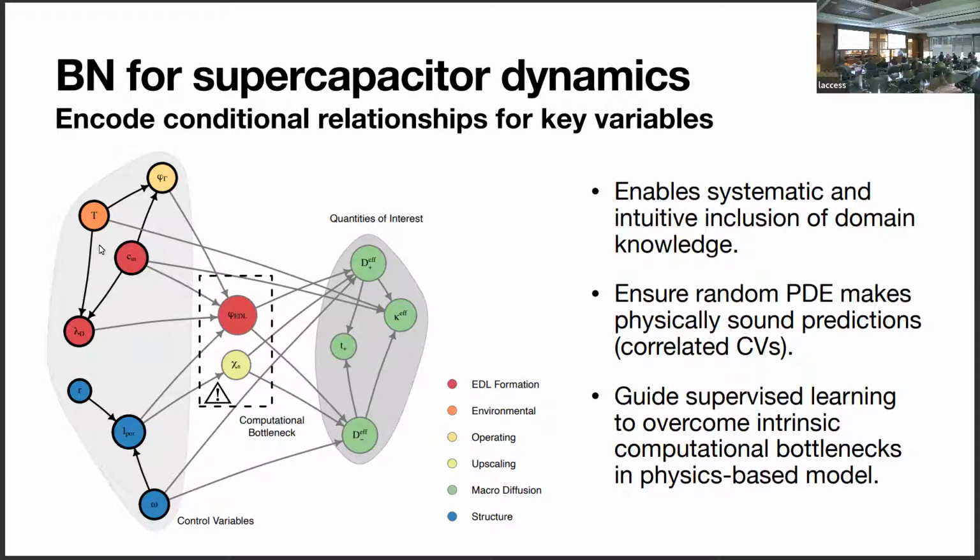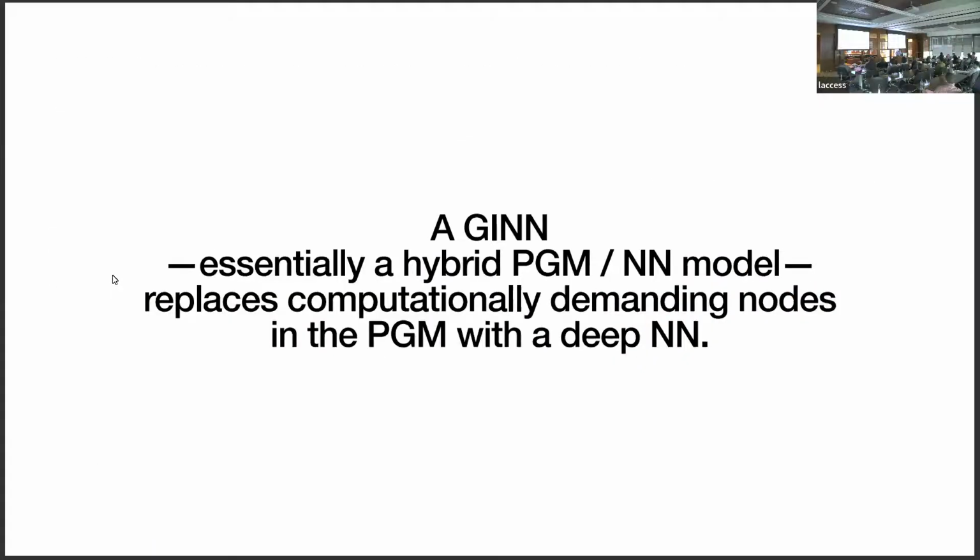We also have things that are related to the EDL formation, like the Debye length and the concentration of ions in the electrolyte, right? So basically the makeup of the electrolyte, the environmental conditions and operating conditions, so what voltage you're putting on the thing. By keeping the structure, you're doing a similar thing to the physics-informed networks, in that you're pushing the system to give some physically relevant predictions. So this graph-informed network is essentially some hybrid probabilistic graphical model neural network, where you're only replacing some of the computationally demanding nodes in the probabilistic graphical model with a deep neural network.